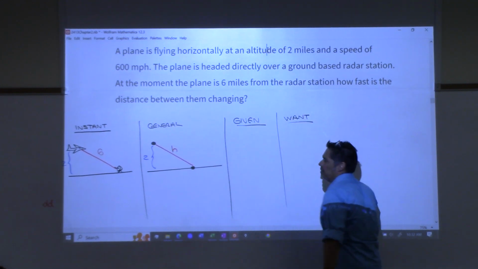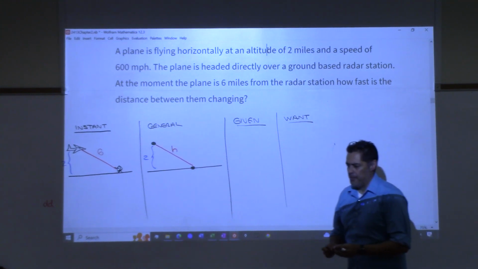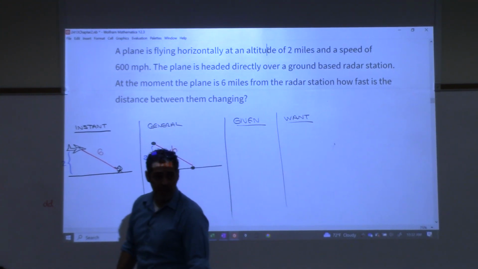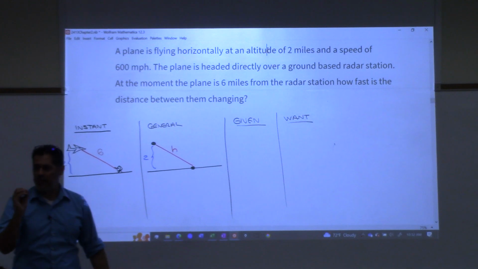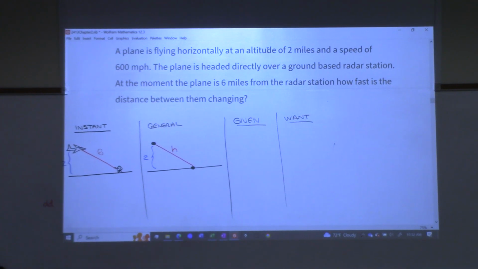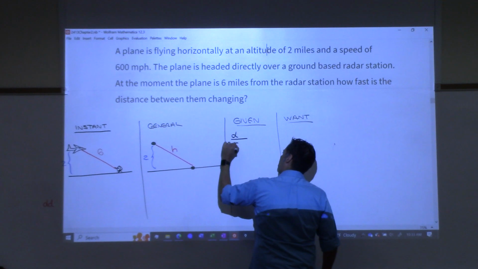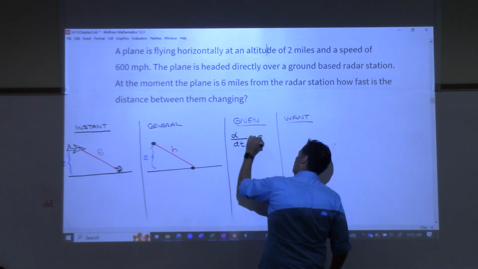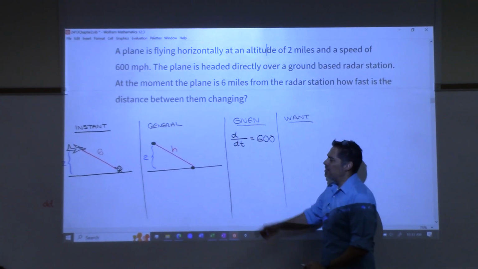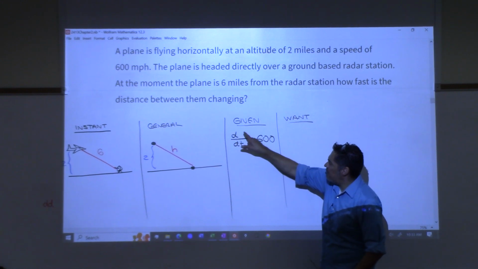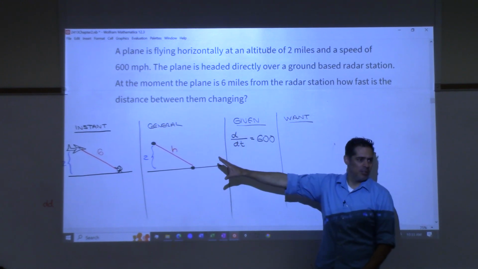All right, what am I given? This is the hard one. What am I given? Speed of something, right? I told you all these problems, we're going to have a derivative of something. So what is it? The speed of what? Are we given a speed anywhere? 600 miles per hour. That's the speed of the plane, right? We're given the speed of something with respect to time is 600, right? But this has to be a variable in our picture.